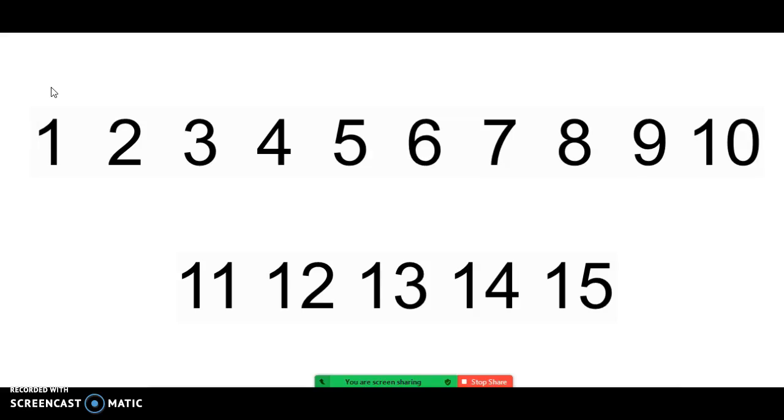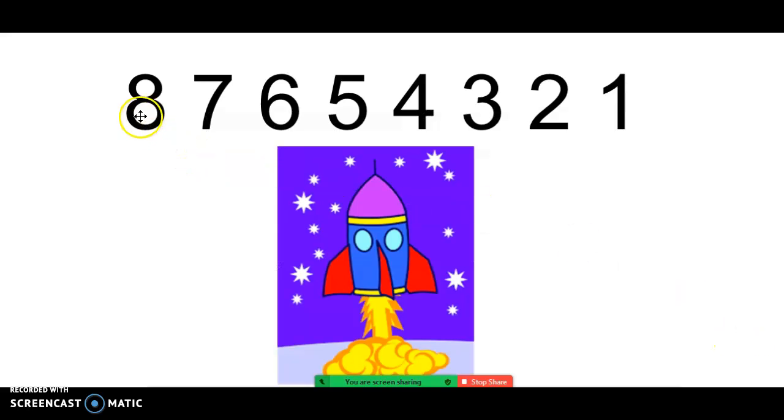Let's count to 15 together. Here we go. 1, 2, 3, 4, 5, 6, 7, 8, 9, 10, 11, 12, 13, 14, 15. Very nice. Counting backwards from 8. Let's start it. 8, 7, 6, 5, 4, 3, 2, 1.